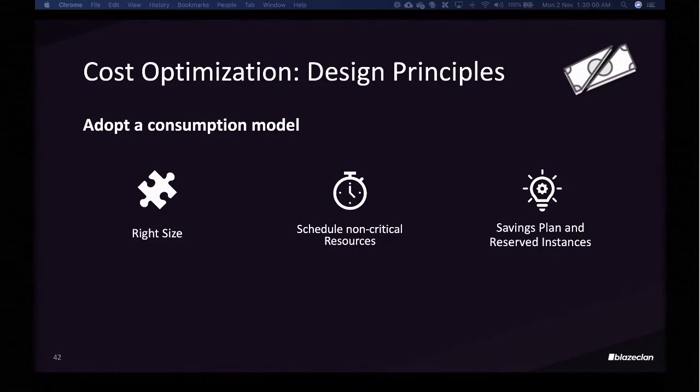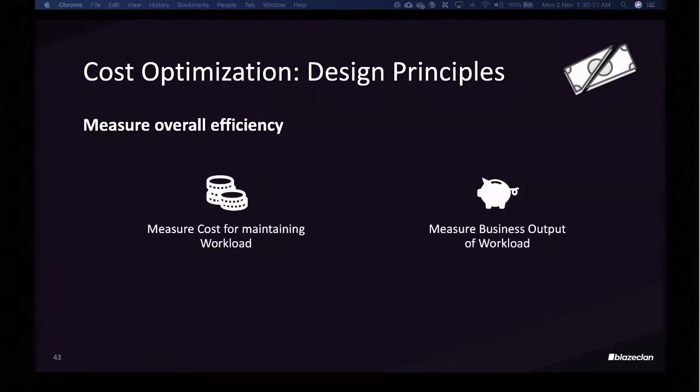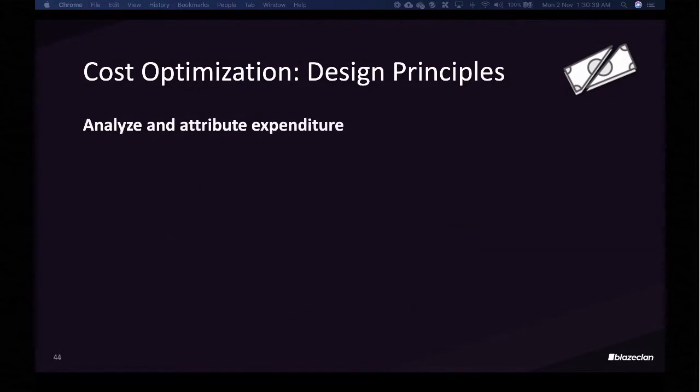So the next point that we will talk about is measuring your overall efficiency. So the idea is to measure cost for maintaining workload and measuring business output for the workload. End result, what we want to target is to reduce the overall cost and increase output. That way, it would make more business sense for you and for the customer, right? So that's essentially what we want to do. We want to ensure your bottom line is low, and your top line is high. By that, I mean that you're able to retrieve more than what you're spending into it, right?